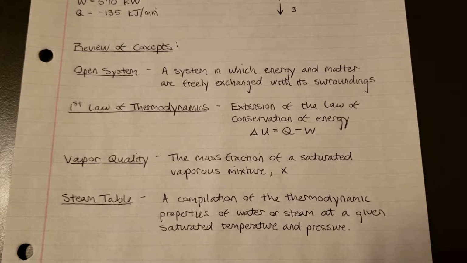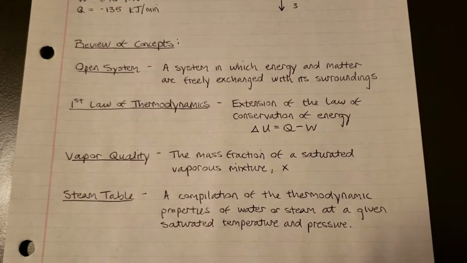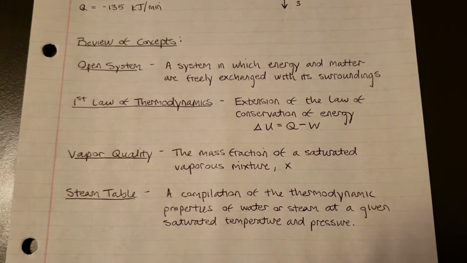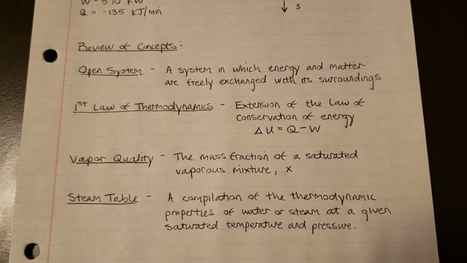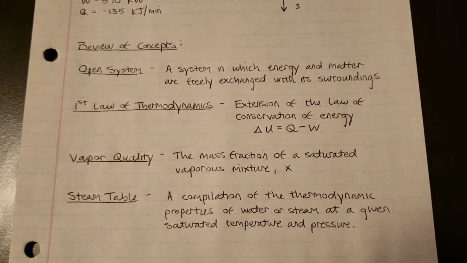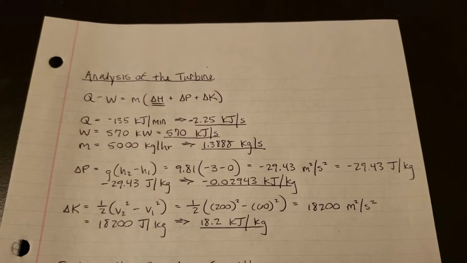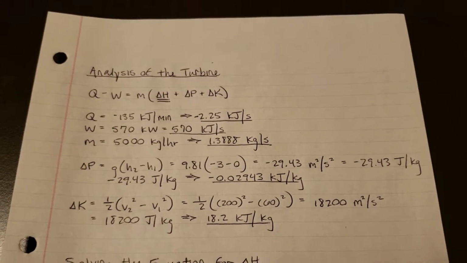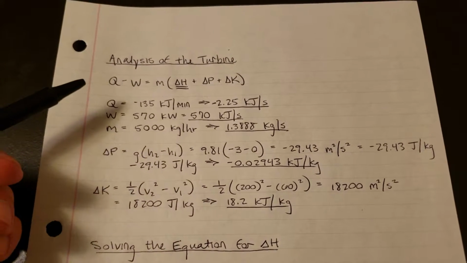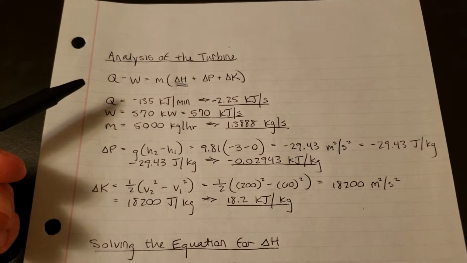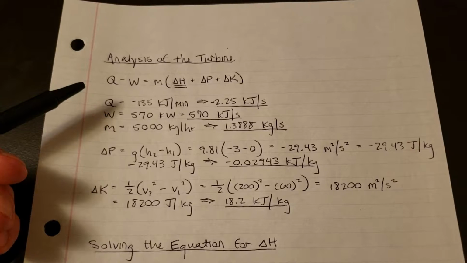Take a moment to review the concepts of the open system, the first law of thermodynamics, including delta U equals Q minus W, vapor quality, and steam tables, as they are all relevant to this problem. On our way to solving for vapor quality, we can use the expansion of delta U equals Q minus W. This equation: Q minus W equals m times the quantity of delta H plus delta P plus delta K.